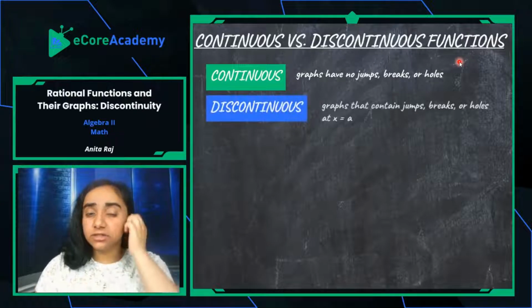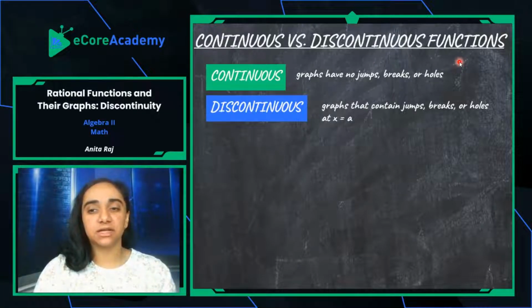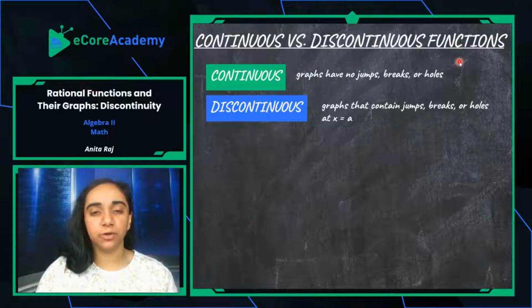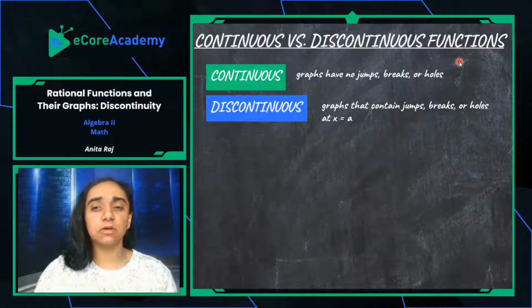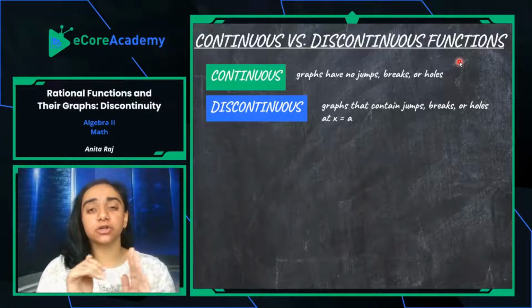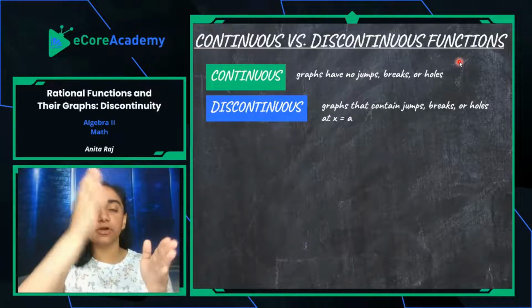Now, what does discontinuous mean? Discontinuous means that we're representing graphs that contain jumps, breaks, or holes at x equals some value a. So it's like the complete opposite of the definition we went over for continuous. All those things that I just mentioned, the vertical asymptotes, the holes, the absolute value functions with the jumps, as long as we don't have those things, we have a continuous function. A continuous function has a corresponding y-coordinate for every x-coordinate. It's constant. There are no breaks.